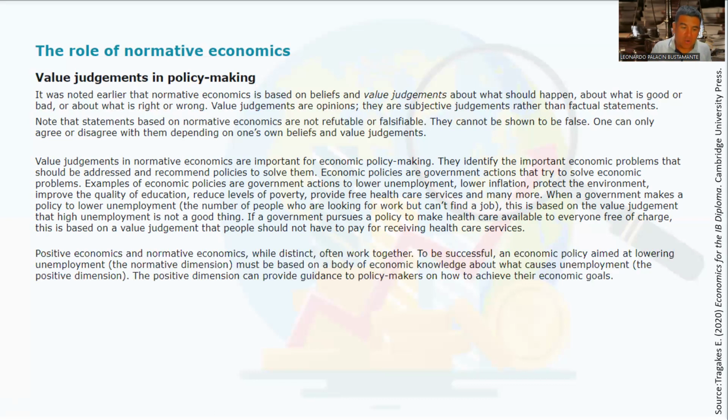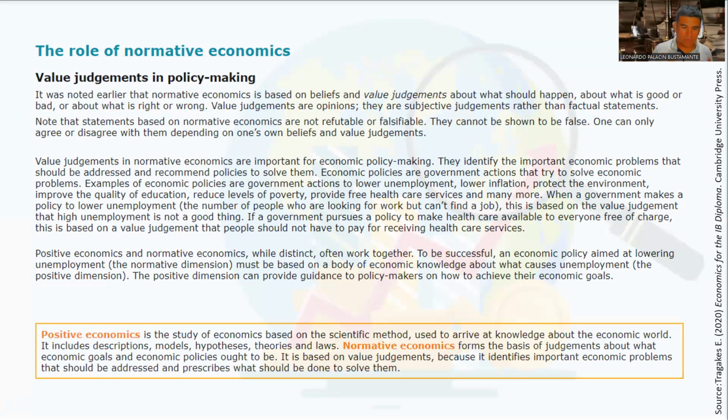Positive economics and normative economics, while distinct, often work together. To be successful, an economic policy aimed at lowering unemployment, the normative dimension, must be based on a body of economic knowledge about what causes unemployment, the positive dimension. So the positive dimension can provide guidance to policymakers on how to achieve their economic goals.